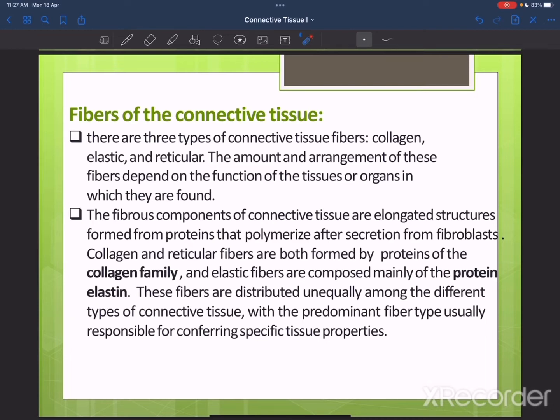Regarding the fibers of the connective tissue, we have three types of connective tissue fibers: collagen, elastic, and reticular. The amount and arrangement of these fibers depend on the function of the tissues or organs in which they are found.